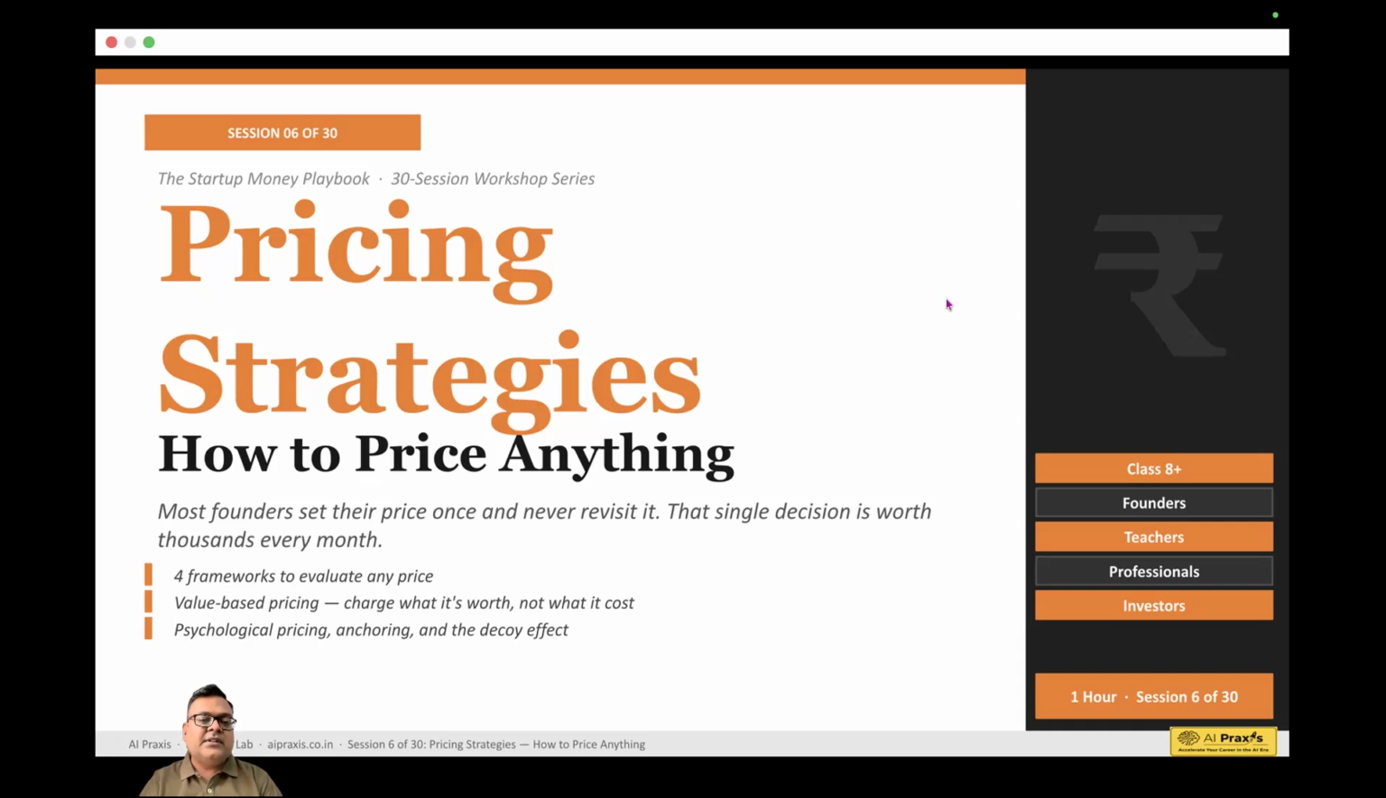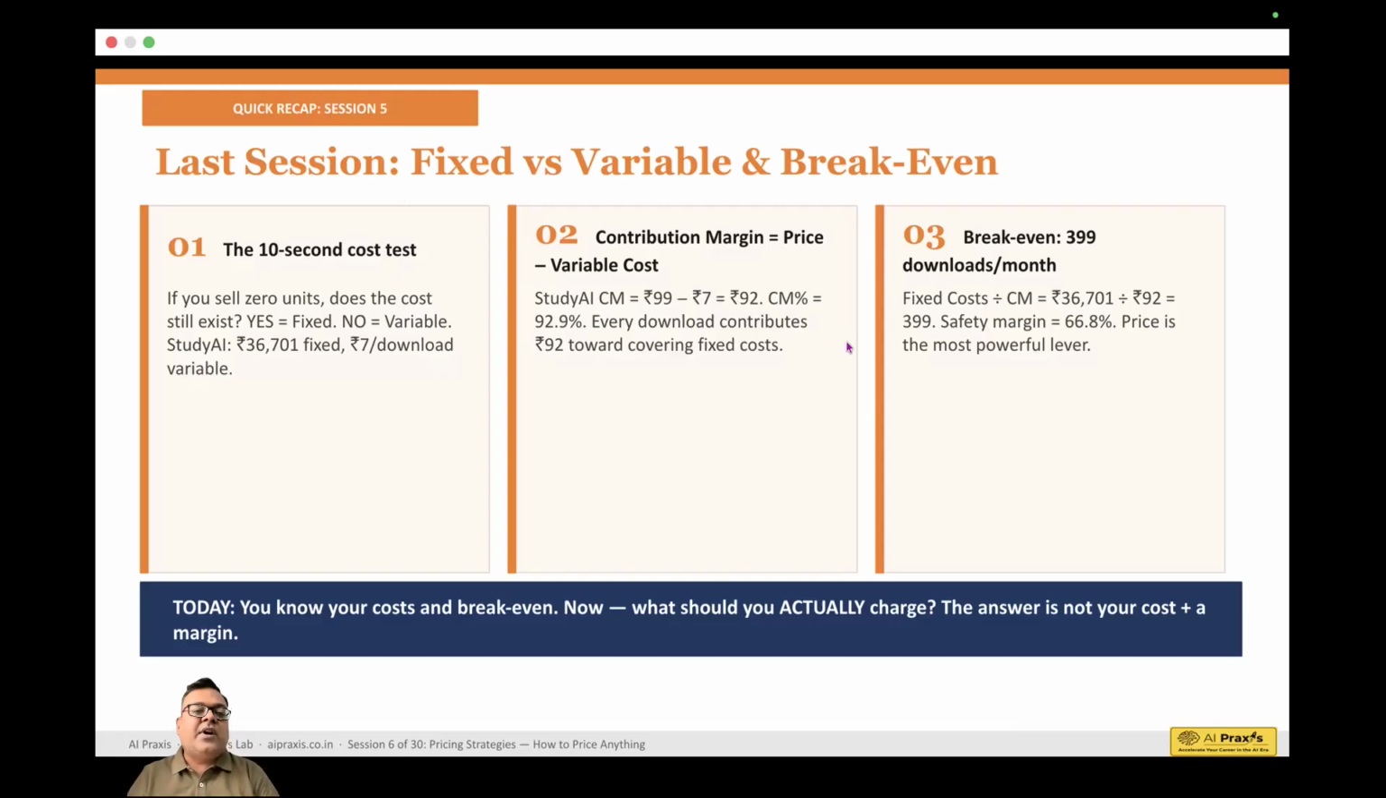There are 4 frameworks of pricing that we are going to actually see. We will evaluate, and accordingly, you can take a decision. Value-based pricing, which is going to charge what's worth and not what it costs, right? So this is a kind of advice that I would like to give most young entrepreneurs. There's also psychological pricing, anchoring, and there's a decoy effect that we're going to actually see. But before that, let's have a recap of our previous session, which was all about the contribution margin and break even, right?